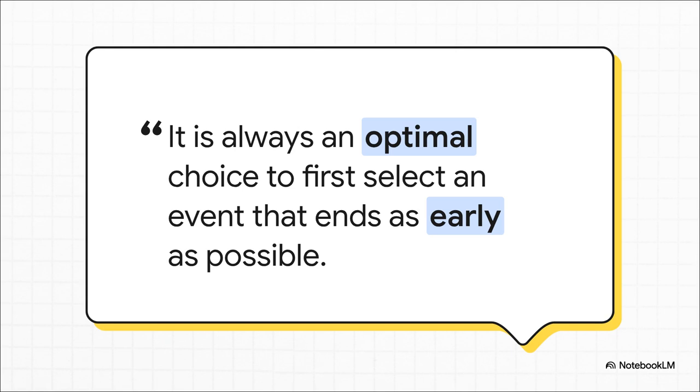Why does this work? Because by picking the event that gets you done and out the door the fastest, you are maximizing the amount of time you have left to schedule more events. It's a greedy choice that always leaves your future options as open as possible. And in this case, that's what leads to the best overall schedule.